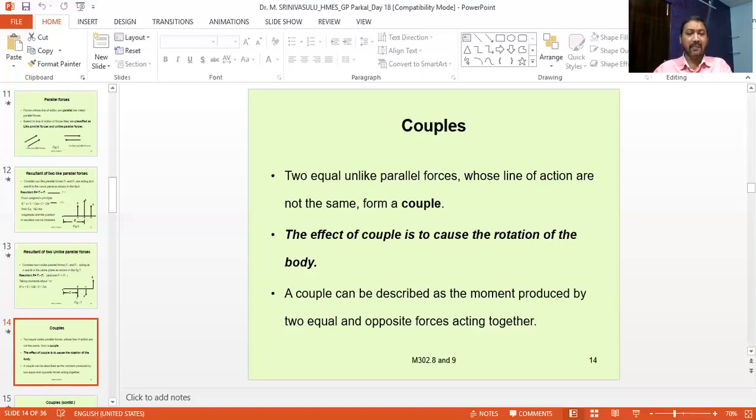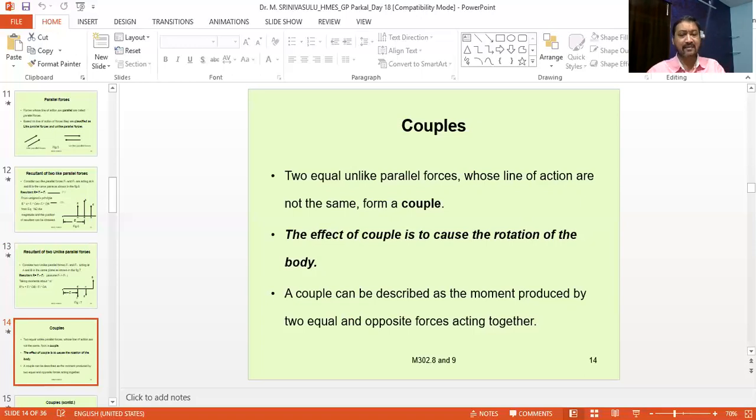The main effect of the couple is to cause the rotation of the body. Whenever a couple is acting on a body, it will tend to rotate the body. So the main effect of the couple is to produce the rotation or rotary motion in the body. A couple can be described as the moment produced by the two equal and opposite forces acting together.